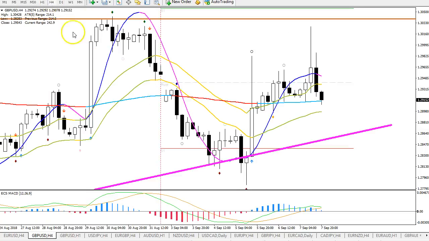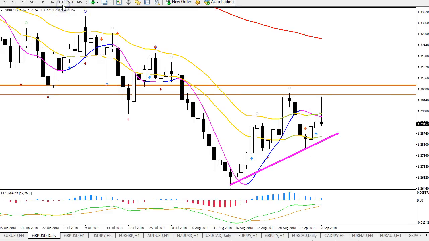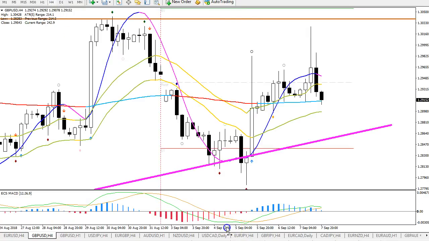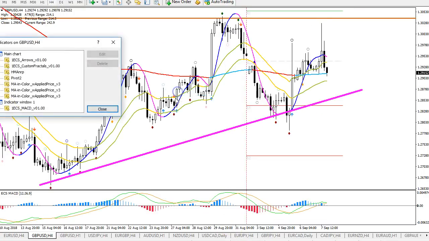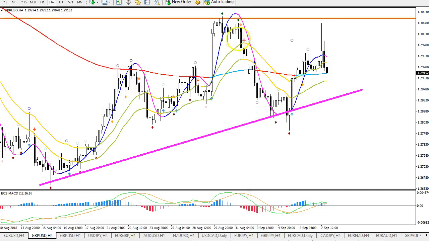To me, if we zoom into lower time frames, the weekly chart is an indecision candle. It's a doji, so we don't get much info from that. Friday was a very strong candle on the daily chart. Let me get rid of this pivot point, which we don't need at the moment. So on a 4-hour chart, we already indicated that this looks like a 5-wave pattern, right?